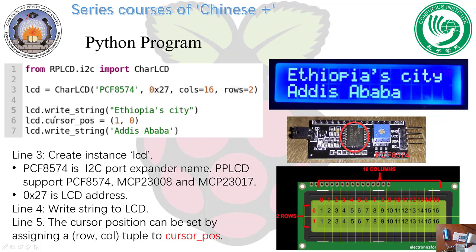For LCDs, next we use a method, write string. For example, we first write Ethiopia city. Remember, because there's an apostrophe, we must use double quotes. Next, we use LCD cursor position 1, 0. 1, 0 means row 1 and column 0. So in fact, it's the second row's beginning. Then input Addis Ababa. So it will look like that.